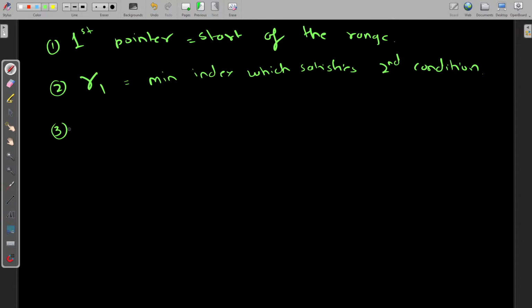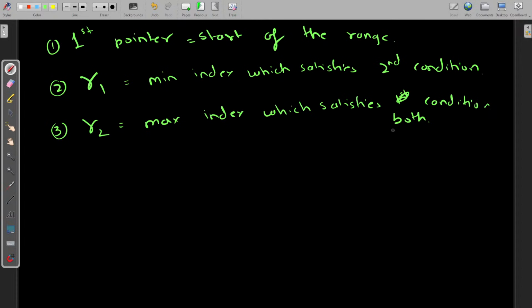And the third pointer, which is R2, would be the maximum index which satisfies the first condition. Any subarray which ends between R1 and R2 will satisfy both of these conditions, because R1 is the minimum index which satisfies and R2 is the maximum index which satisfies. Instead of first, I can write both over here, and here also I can write both.